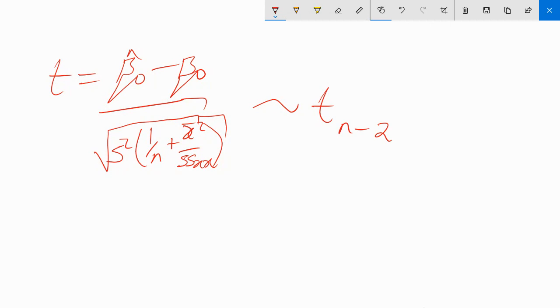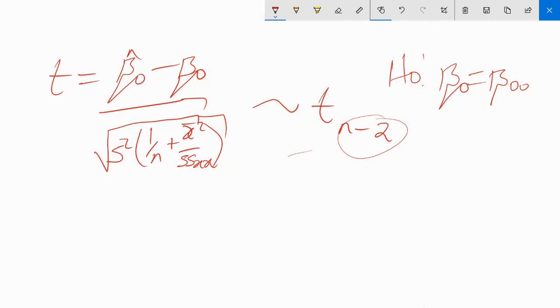Now we can test the claim. This is the test statistic. So if there's a claim that, for example, beta 0 is equal to some value, let's say beta 0,0, we can test this claim using this because we have the test statistic and we have the distribution. If the test is two-sided, we're going to have alpha over 2, and we have the degrees of freedom. Then we go to the table and look for the critical value and we compare.